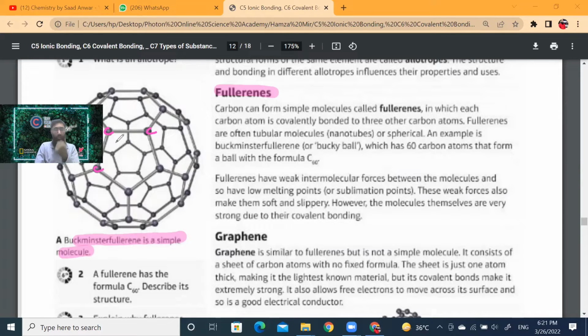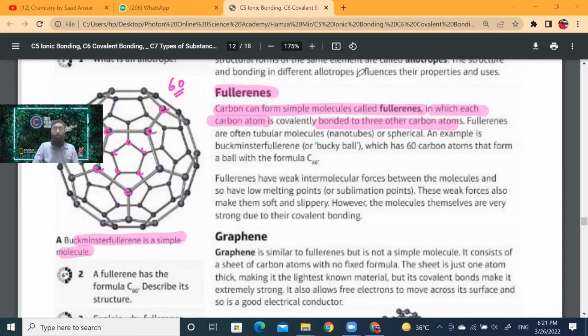Remember, there are a lot of carbons here, but not so many. Usually it has 60 carbon atoms. Carbon can form a simple molecule called fullerene, in which each carbon atom is covalently bonded to 3 other carbon atoms. One carbon atom is bonded with 3 other carbon atoms.